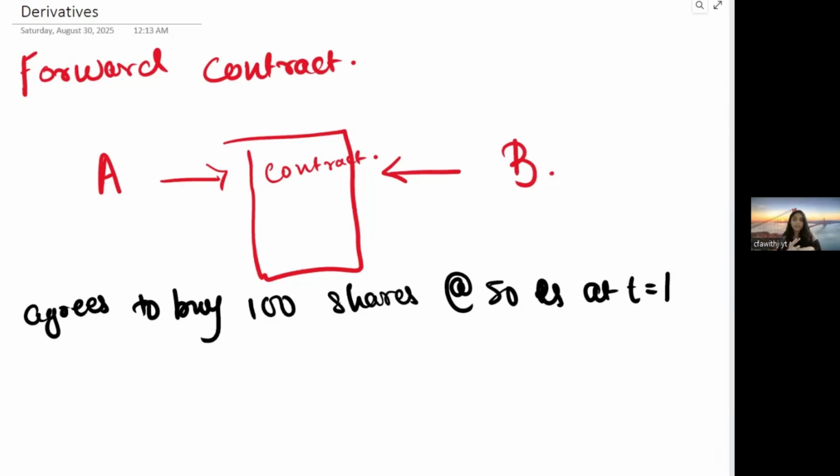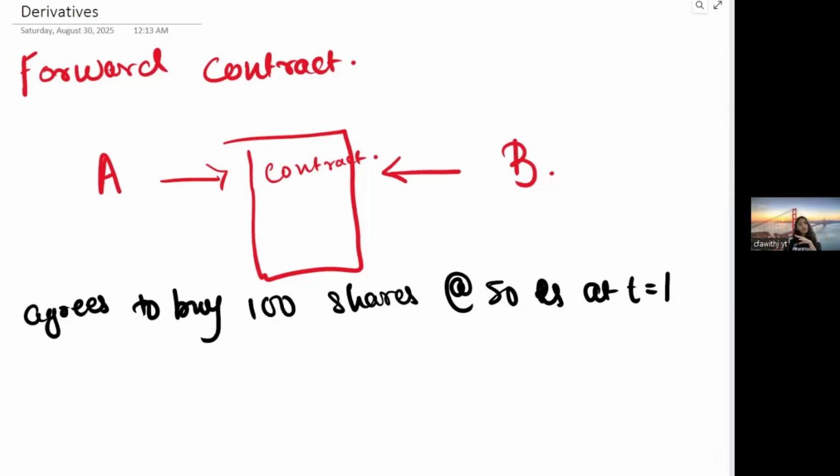Now, in this situation, A is buying the contract from B, right? So B is called the counterparty, and there is something called counterparty risk. Now, what is counterparty risk? Let's understand this from the point of view of A. From the point of view of A, B will give him counterparty risk. It is technically the risk that B will not be able to give A these 100 shares at 50 rupees at time 1. He will default. This is what counterparty risk means.